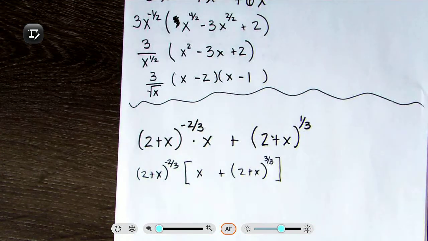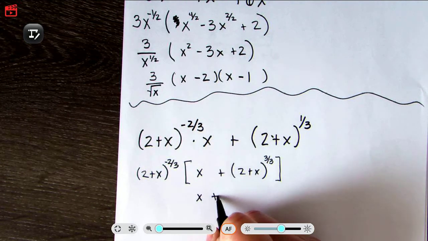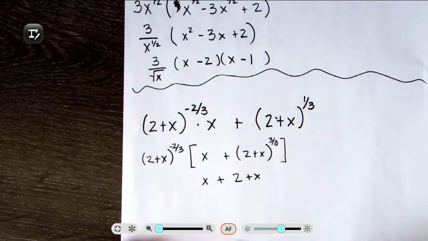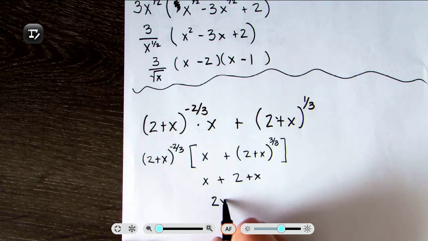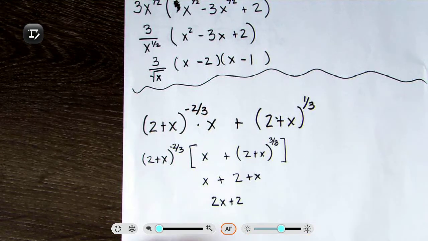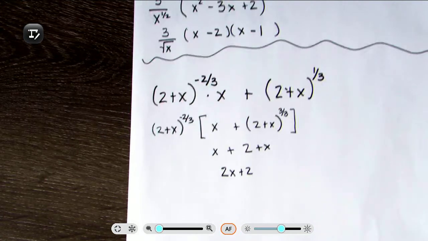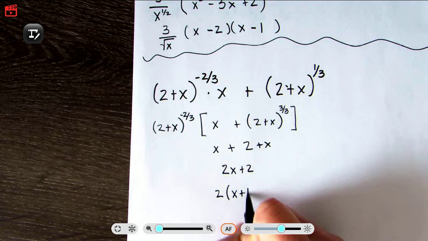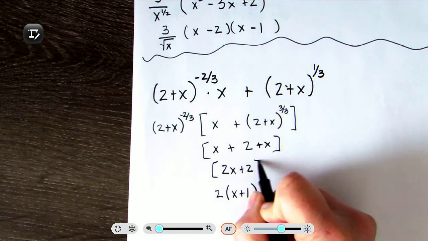Or simply 1. So, working with just the inside here, we have plus 2 plus x to the first power. These can combine, so I have 2x plus 2. Okay, and notice I can pull a 2 out as well. All right, so here I get this 2 times x plus 1.